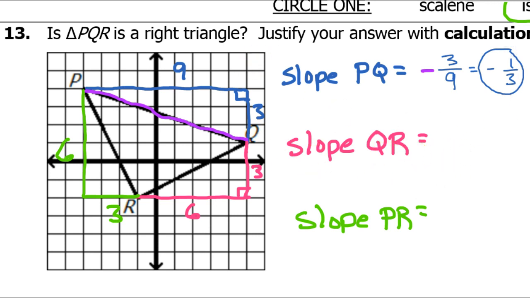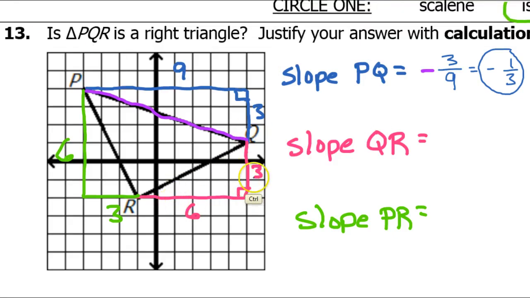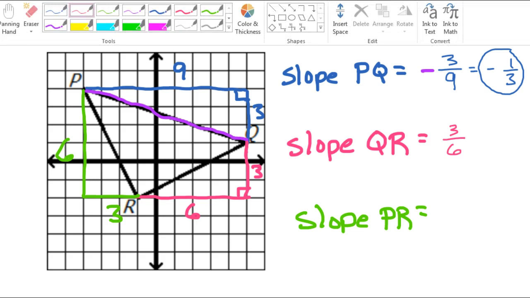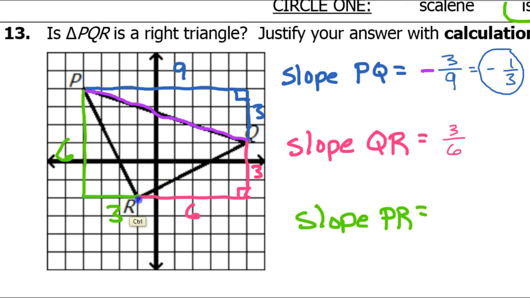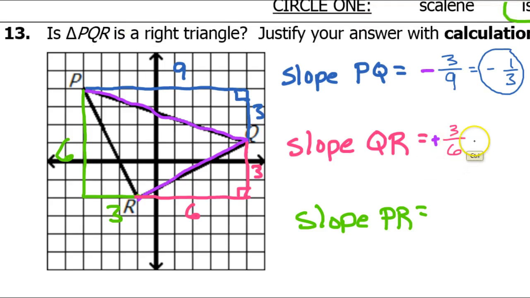Now let's look at the slope of segment QR. Rise over run, that's vertical over horizontal. So that's going to be 3/6. Now, what about the sign? Is this going to be positive or negative? Well, from left to right, can you see that this is going uphill? That makes this a positive slope. So when I reduce this, I'm just going to leave it as +1/2. So that's the slope of QR.